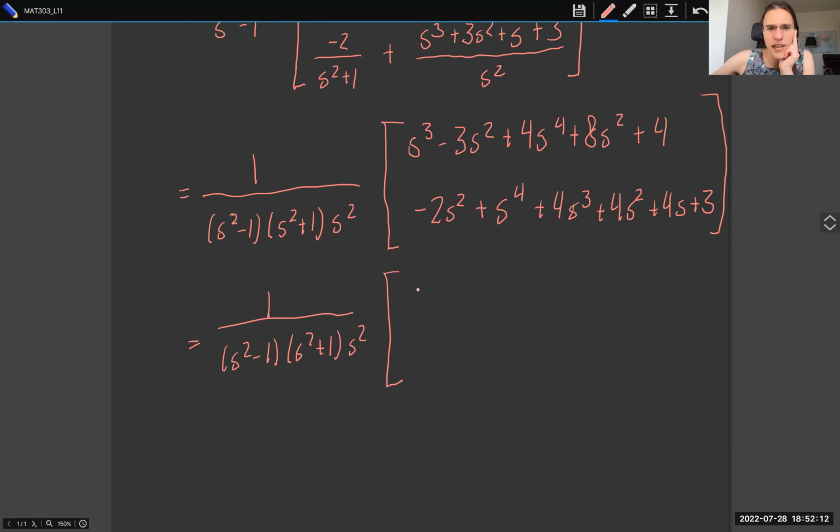Then here I'm going to get 4s to the 4th, then plus s cubed. Then 8 minus 3 is 5. Are there just no s terms? There are just no s terms. Then here I am going to get 1 s to the 4th coming from here. Then there's going to be plus 4s cubed. Well, okay, so these terms are already, it's just the s squared that gets shifted down.